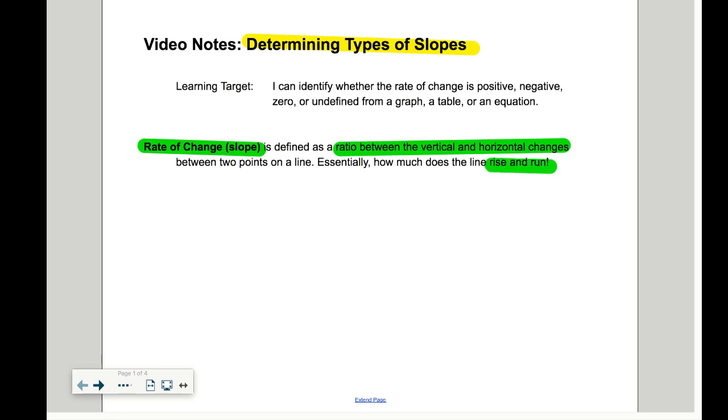So think about a rooftop of a house. They usually have a slope. And so you would think of it as how much does that roof rise versus how much it runs. So the vertical distance over the horizontal distance. And we'll be talking more specifically about how to determine slope in terms of values at a later time.